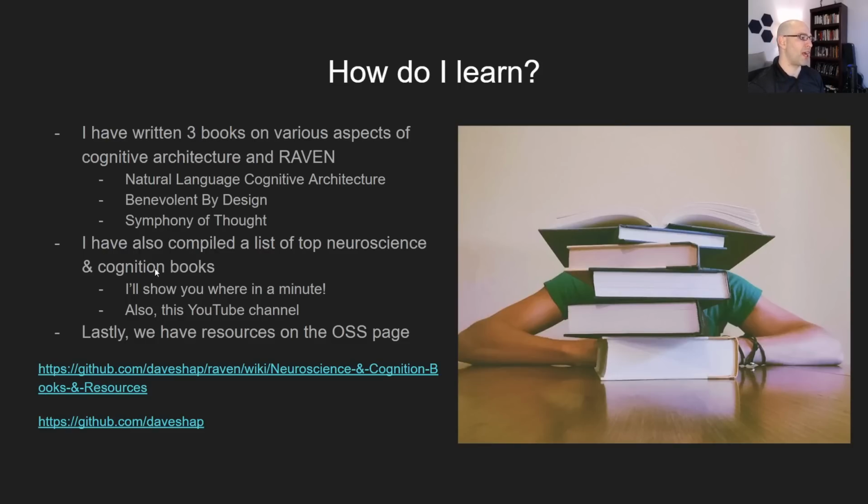I also have compiled a list of neuroscience and cognition books. The link is here. It's up in the Raven repo. So these are basically the top books that I have read that helped me to understand and to design this cognitive architecture. So if you want to be a fully fledged cognitive architect, you read those books, you read my books, and you bring your own perspective, and we will have a much stronger team. And then finally, there's my YouTube channel, which you're here now. There's lots of material here.